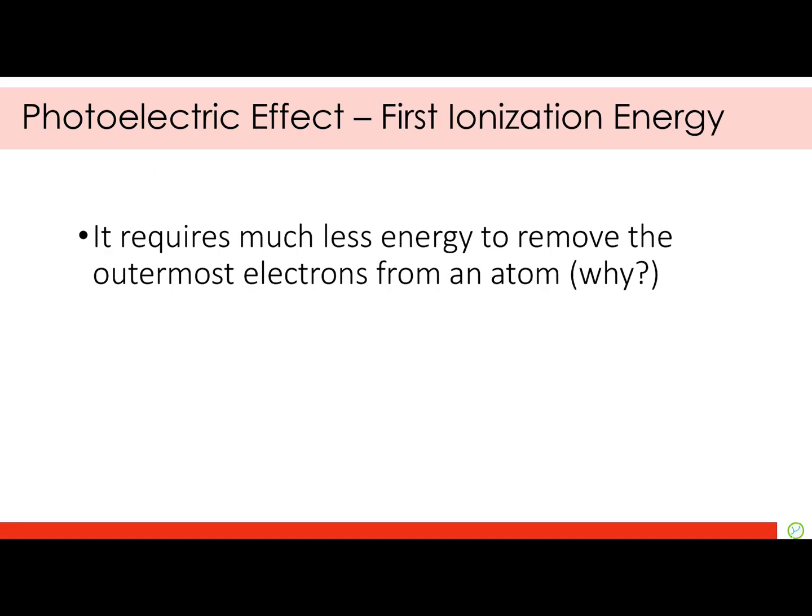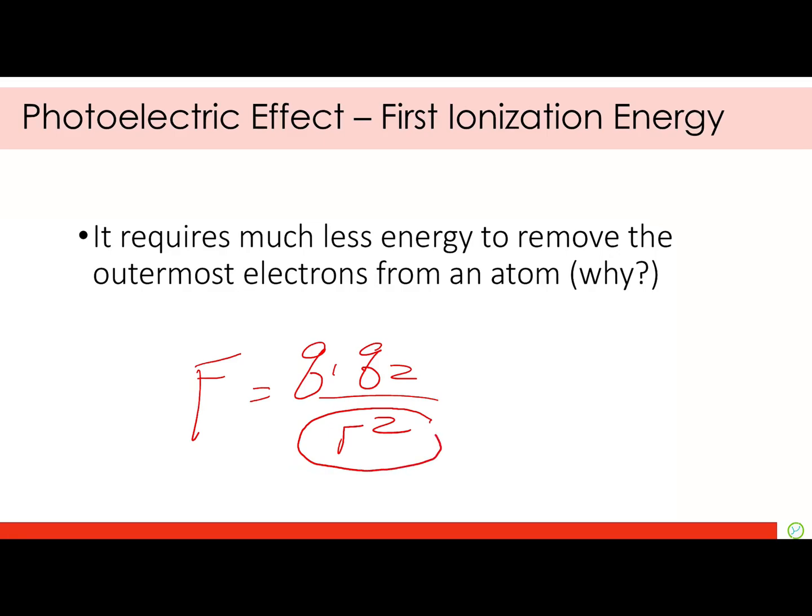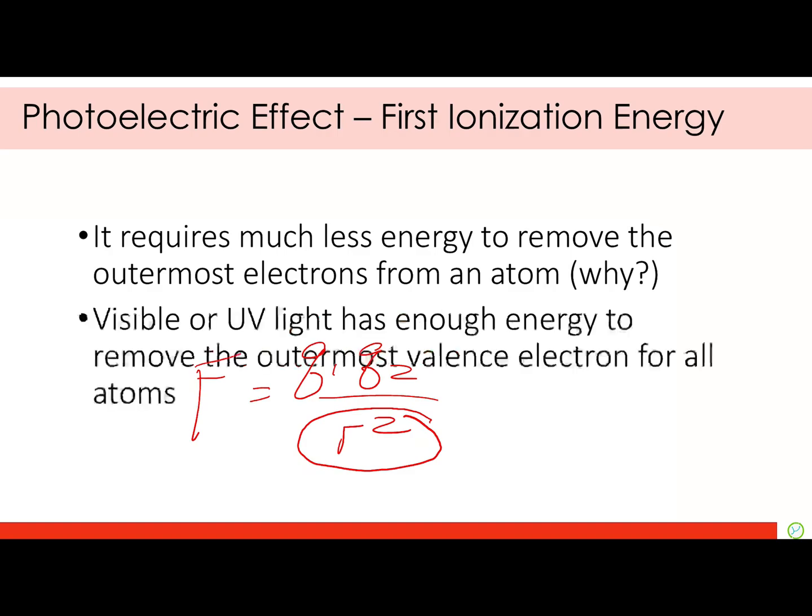So we talked about the first ionization energy, and that is the energy required to remove an electron from the outermost energy level of an atom. And why would it require less energy? Hopefully by this point you remembered our Coulomb's law. It's going to require less energy to remove the outermost electrons because this distance is greater, and those electrons are drawn to the nucleus with less force because they're further away, right?